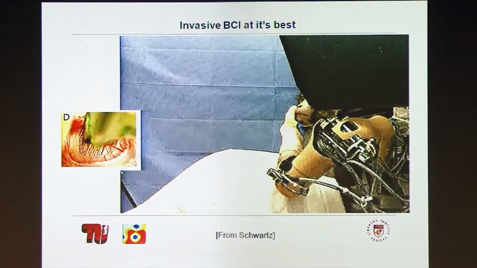Okay, so let me show you a very brief video by Andy Schwartz that is trying to show invasive brain-computer interface at its best. There's a nicer video from last December where he showed a disabled woman being implanted, feeding herself. This is extraordinary. And that is the state of the art of brain-computer interfacing.